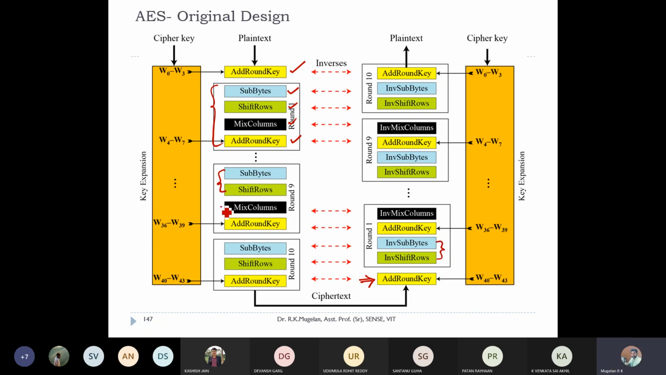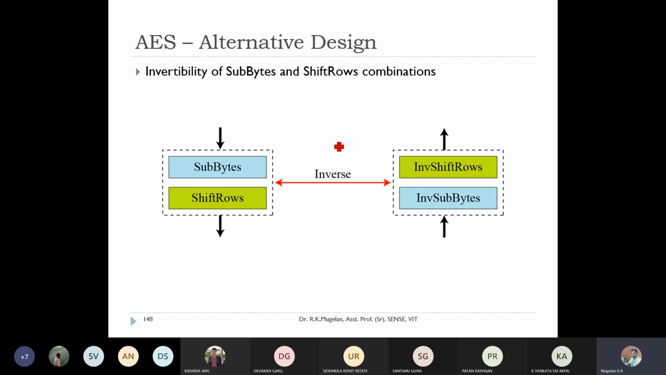Here, mix column and add round key. Here we are starting with add round key, then we are going for mix column. If you take these two, they are interchanged in our decryption part.